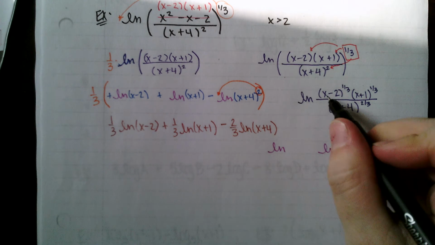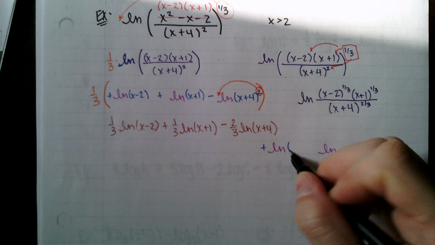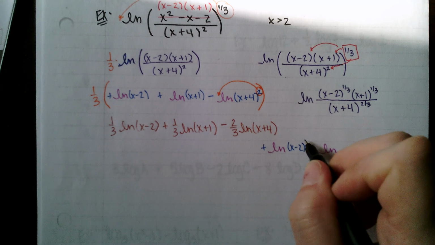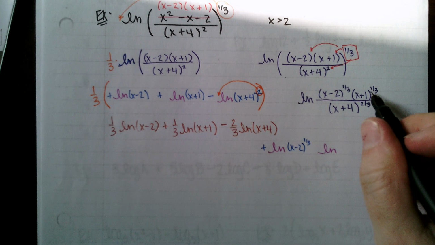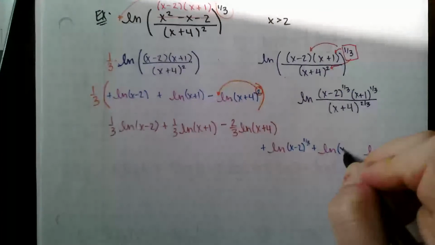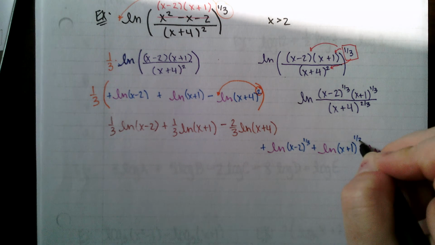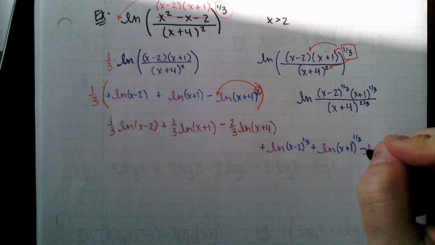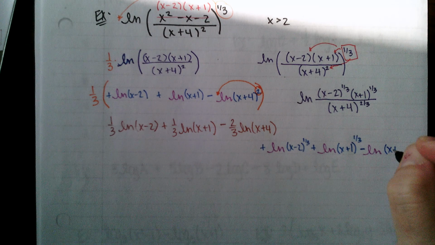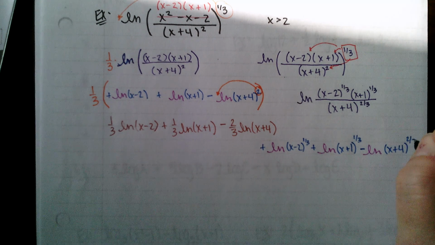I have an upstairs roomie, so positive, that is x minus 2 to the 1/3. I have another roomie that is positive, x plus 1 to the 1/3. And then that downstairs is minus x plus 4 to the 2/3.